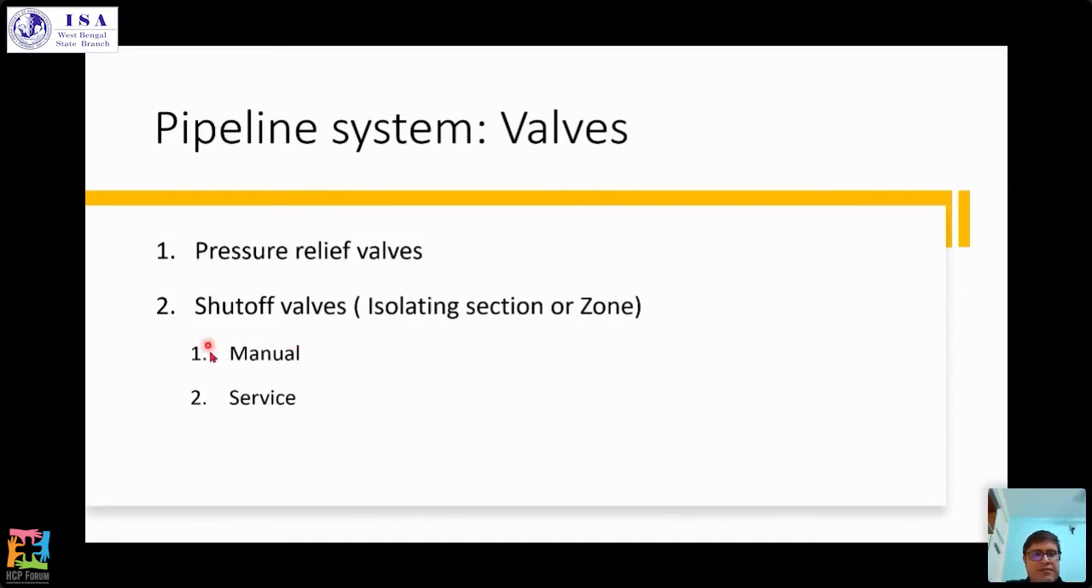And there are shutoff valves, which can be a manual or a service valve. Service valves are also manual valves, but they are not accessible to the ordinary folks who are moving around, the doctors, technicians, in the hospital. They can be accessed only by biomedical staff and people who are maintaining and servicing the pipeline. And these shutoff valves will isolate a section or a zone.